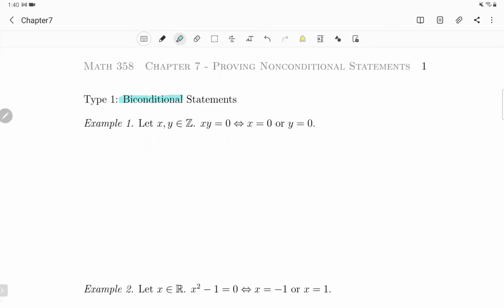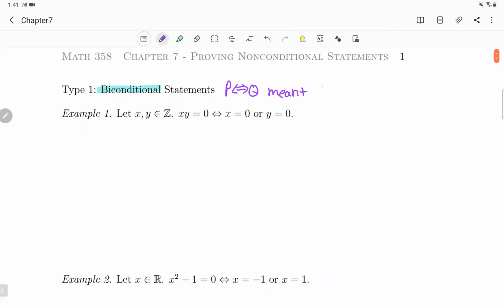So biconditional statements. If you remember, the biconditional was that if and only if thing, right? So the biconditional, that was P if and only if Q, that meant what? Yeah, P implies Q and Q implies P. So for an if and only if statement, I have to do two proofs within it. I need to do P implies Q and Q implies P. All right. So let's look at an example of that.